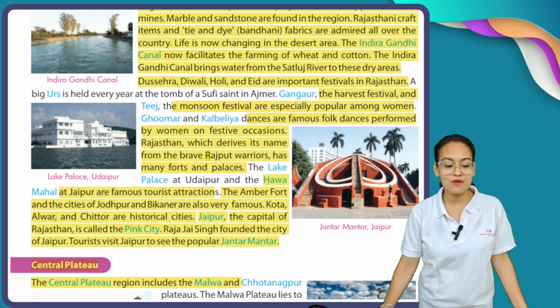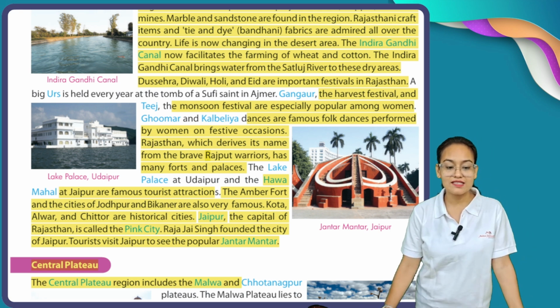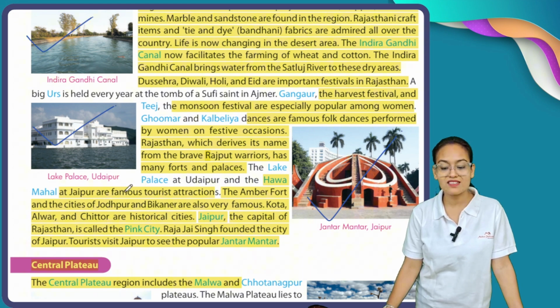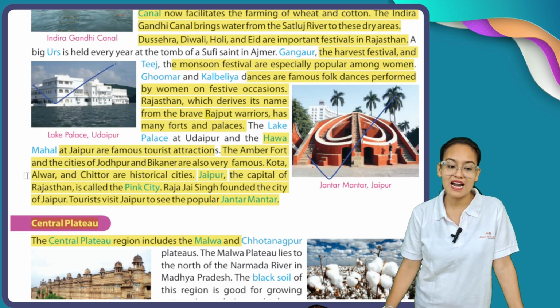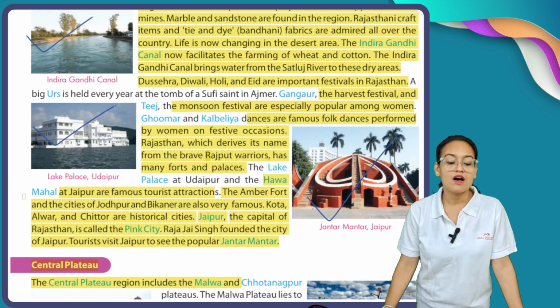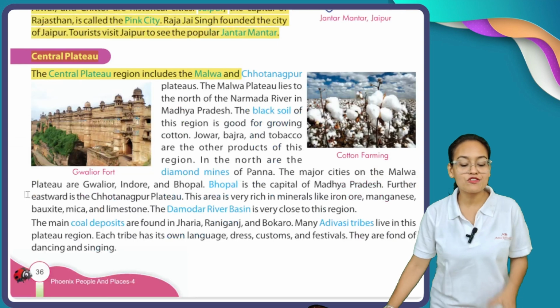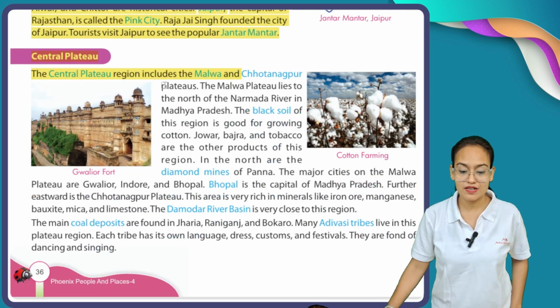Okay, now my dear students, here you can see this is your Indira Gandhi Canal. This is your Lake Palace at Udaipur, and this is the Jantar Mantar, which is located at Jaipur. Now, after the desert area, we are going to discuss the Central Plateau. Let's have a look here.